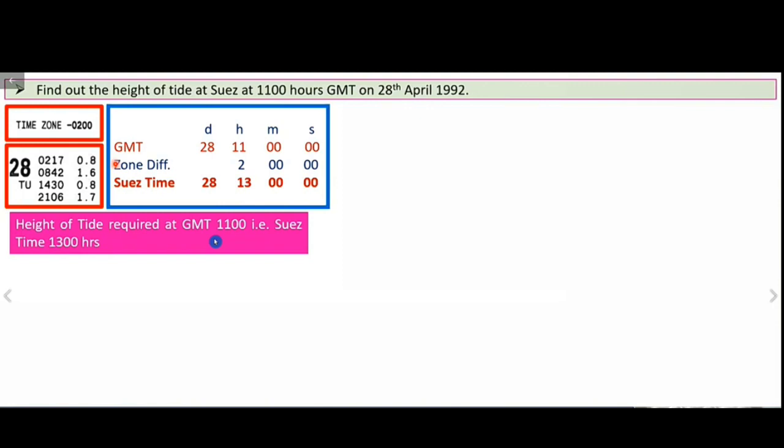So that is the standard time of the country. That's right, beta. Where the port is, the standard time of that particular country. Yes, sir. Okay, let's move ahead.